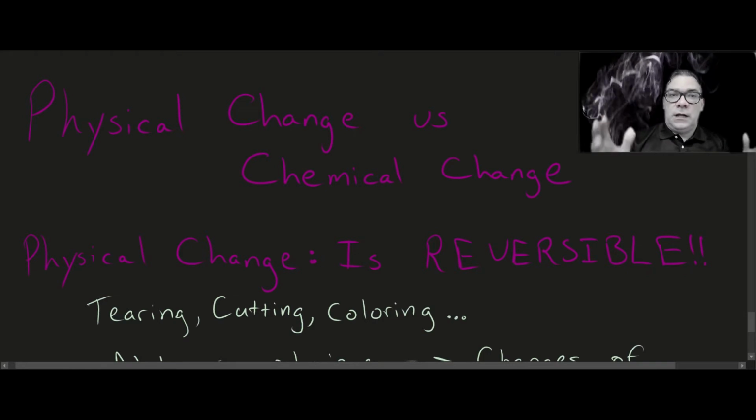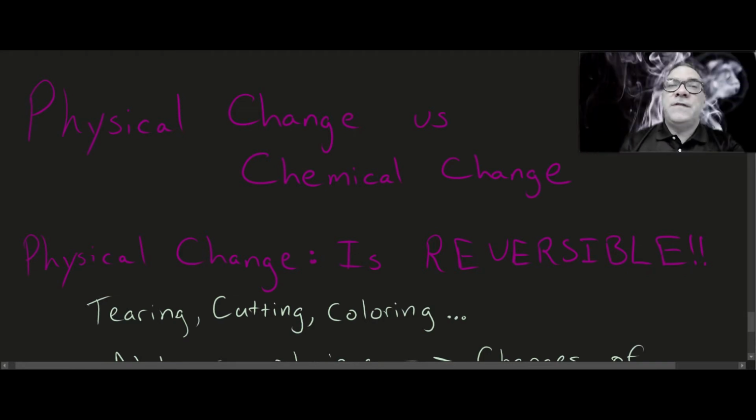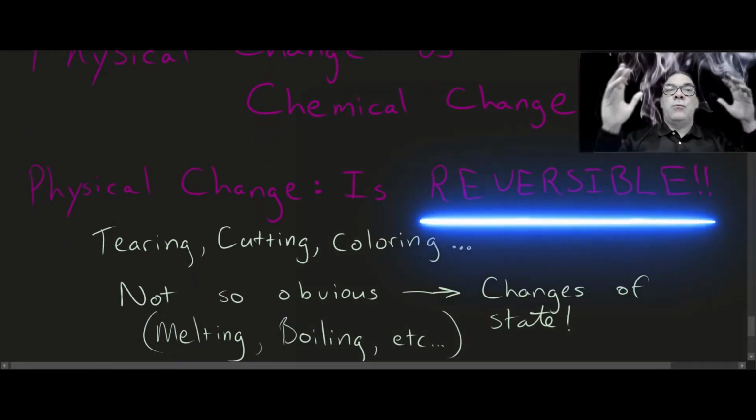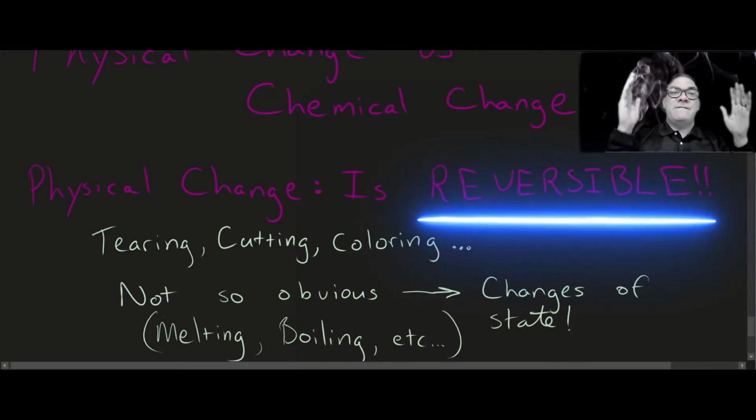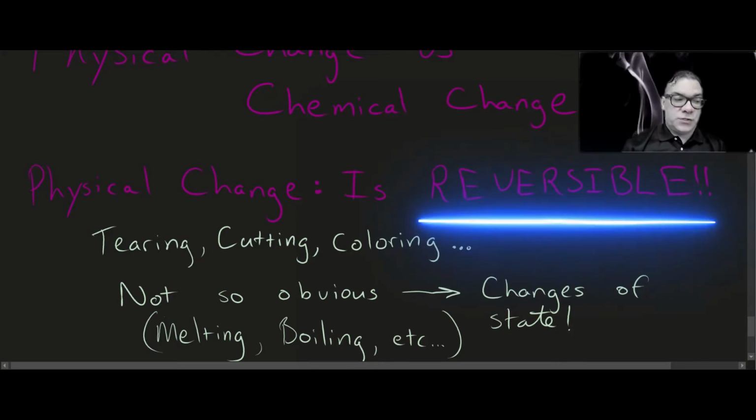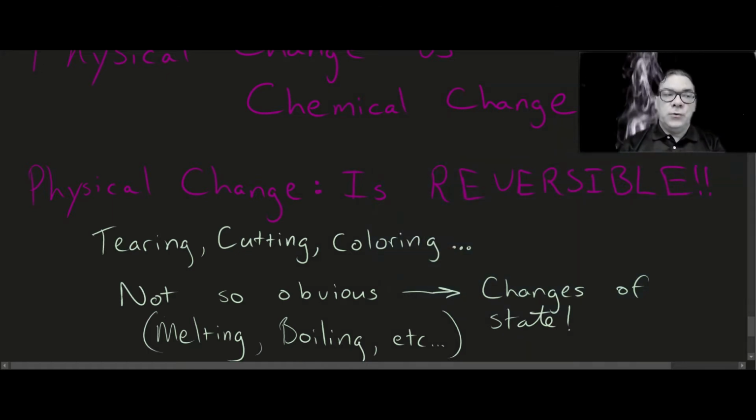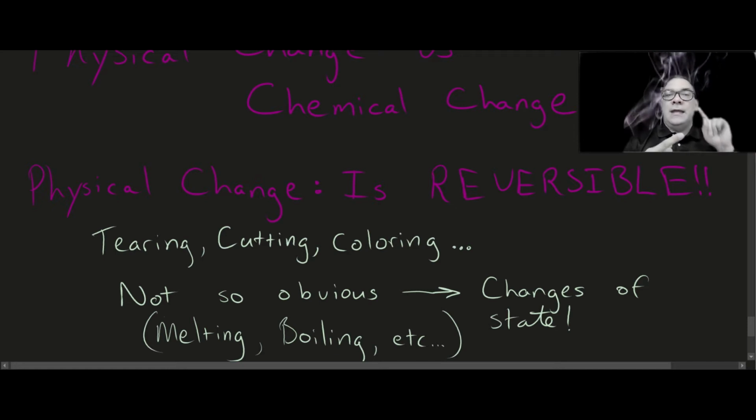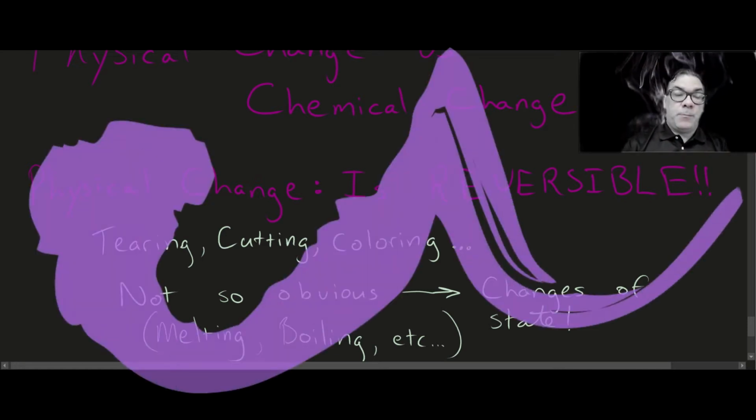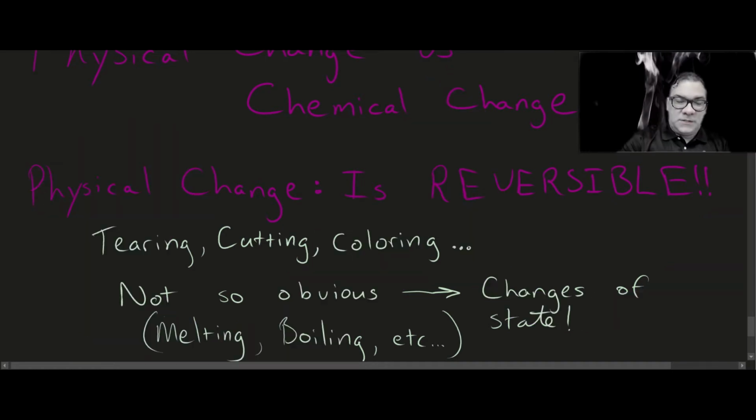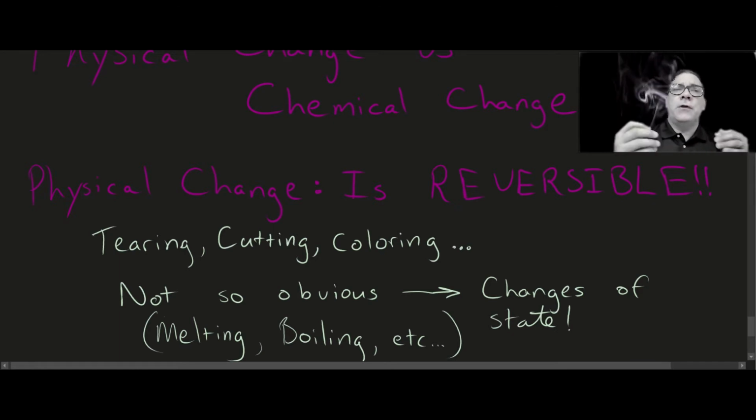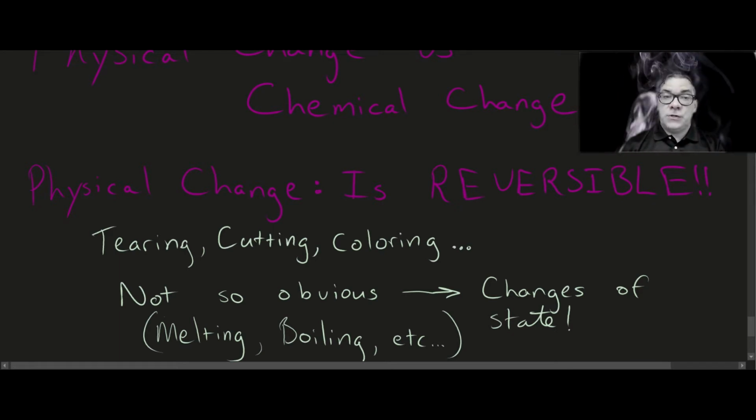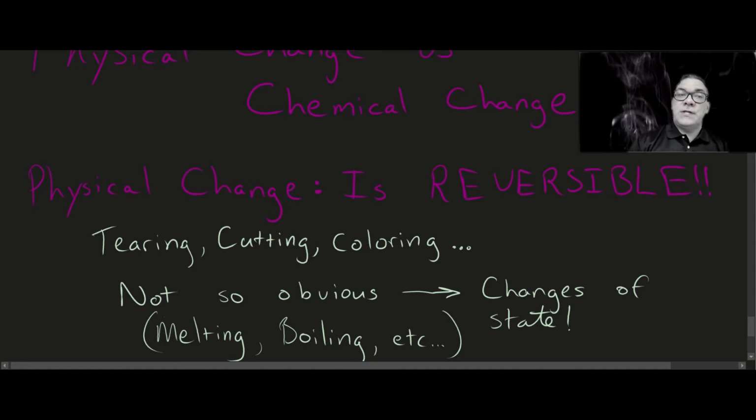Now, in a nutshell, here's what it comes down to. A physical change is reversible. Okay, a physical change is reversible. We can undo a physical change. So examples of physical change: you can tear or cut a piece of paper. You can color said piece of paper. You can add more pieces of paper. You can take away pieces of paper, right? All of those are things that can be reversed, right? As long as it can be reversed, then it's a physical change.